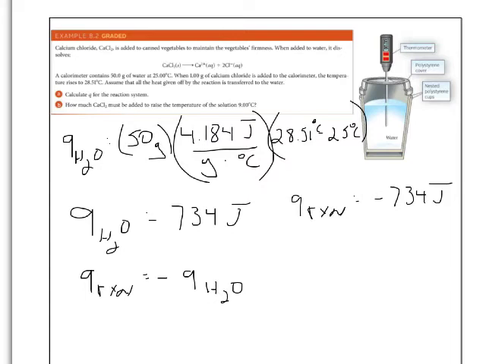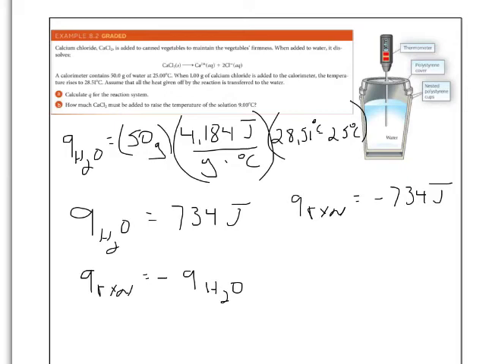part of the problem. So in the second part of the problem, we know that we want a temperature change of 9 degrees, and we know the amount of water. So we can figure out how much calcium chloride we're going to have to add in order to make that change. There are a few different ways that we could go about solving this, but let's just pick a simple method.